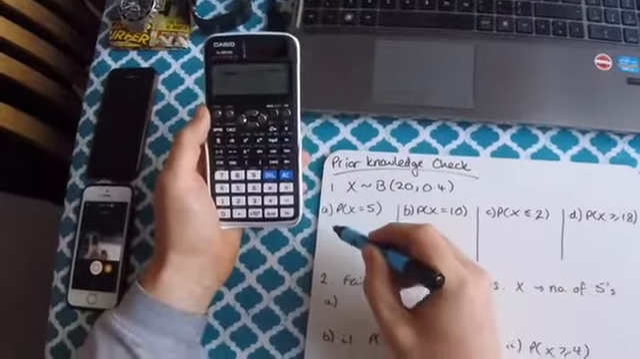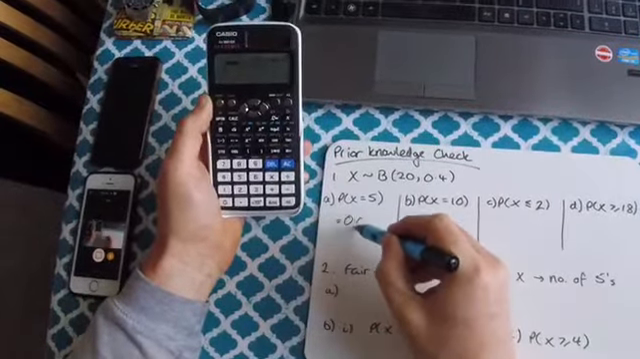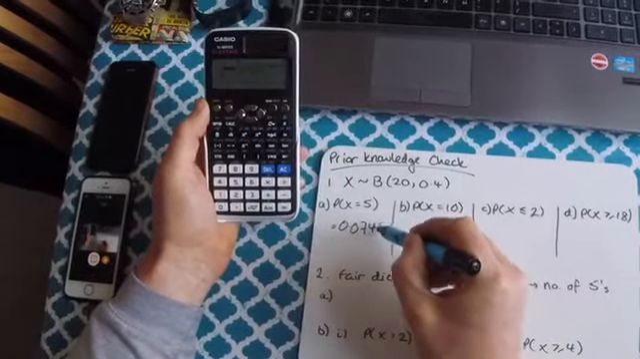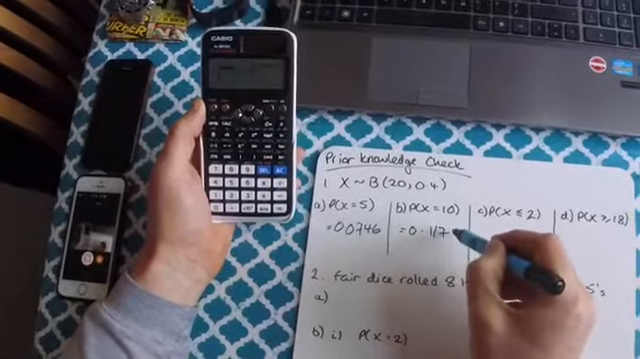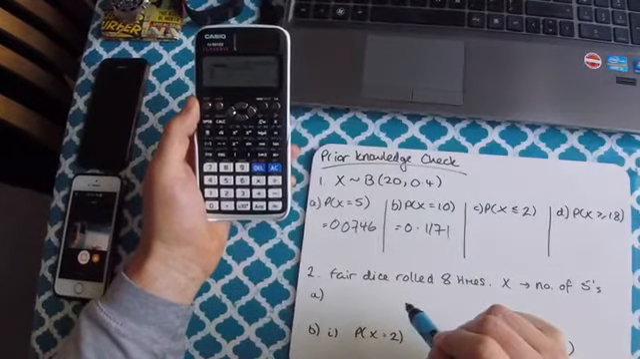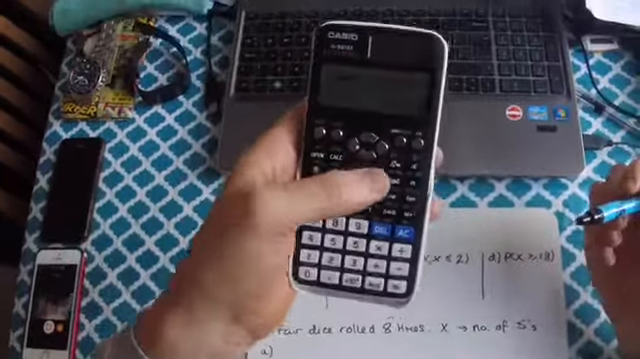So I know that this is equal to 0.0746, and this is equal to 0.1171. We're now going to go back to C.